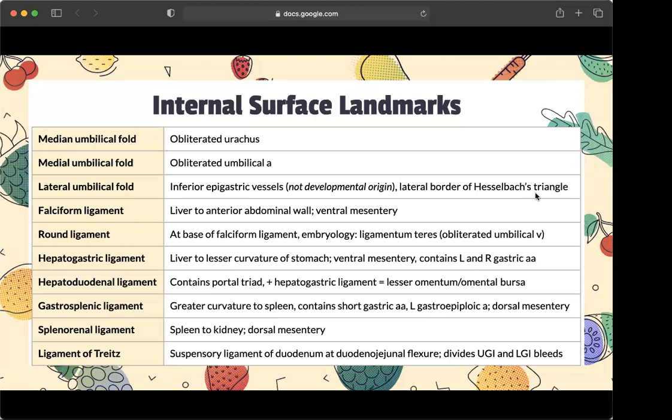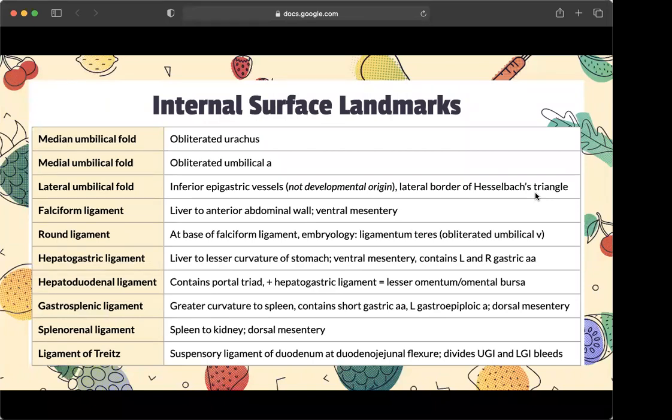Then you can kind of group the falciform and the round ligament together, both kind of in the liver area. So the falciform ligament is your most ventral part of the ventral mesentery. So anterior abdo wall to liver, and then the round ligament is just kind of like the base. So the inferior continuation of the falciform ligament.